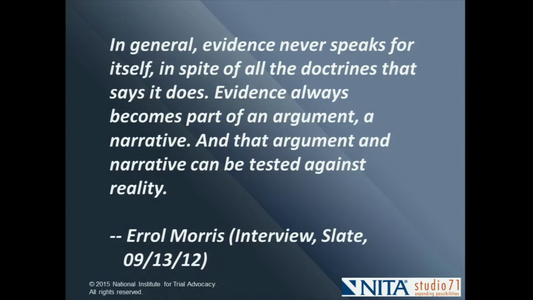We always talk about evidence speaking for itself. Well, it doesn't. I got this quote from Errol Morris, who's a documentary filmmaker: "Evidence never speaks for itself in spite of all the doctrines that says it does. Evidence always becomes part of an argument, a narrative. And that argument and narrative can be tested against reality." In the law, we have a name for that test against reality, don't we? We call it a trial.